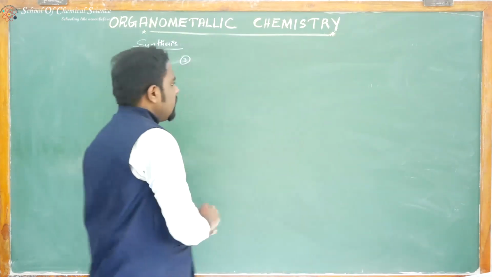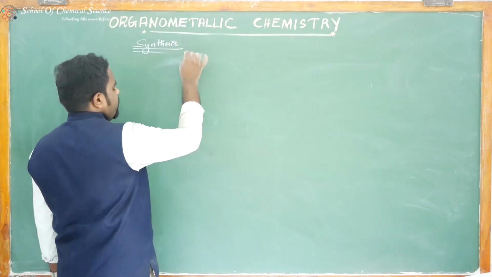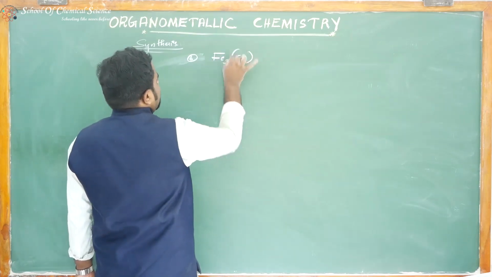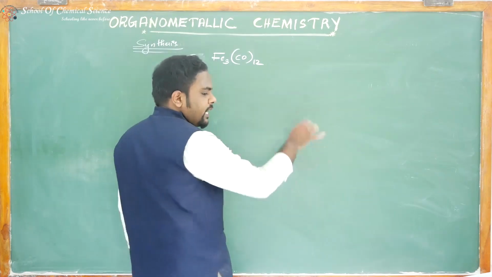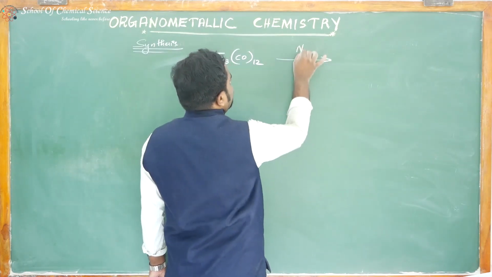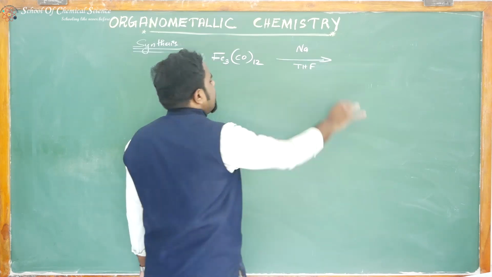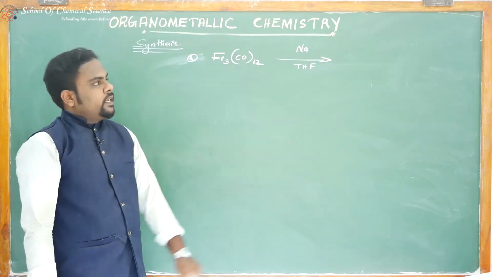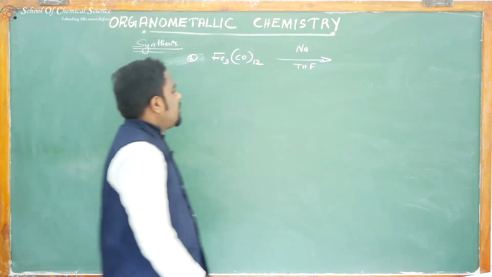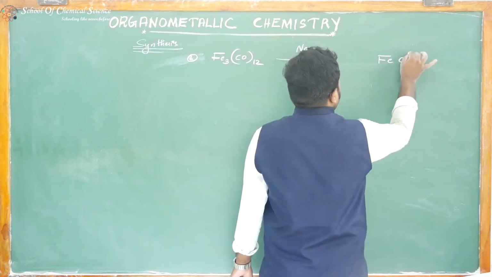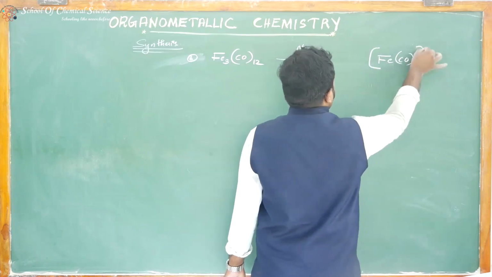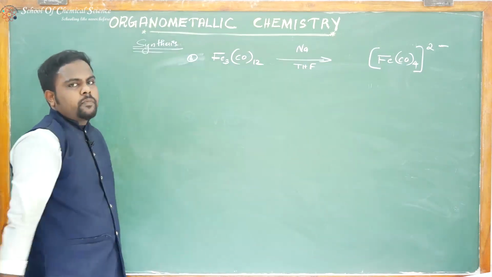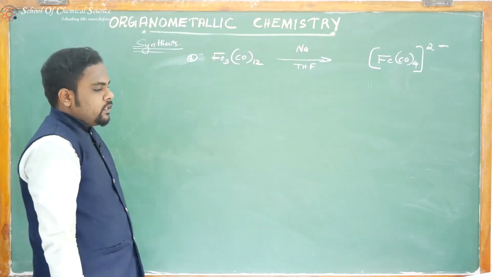Next one, Fe3CO12, on reaction with sodium in THF solvent. You know sodium is a reducing agent. What will be the product? Three metals are there. Divide equally. Fe3CO12, so that becomes FeCO4. Fe equally divided into 3. FeCO4. In order to satisfy the 18 electron rule, 2 negative. That is Coleman's reagent. The next method of preparation: Fe3CO12 on reduction.